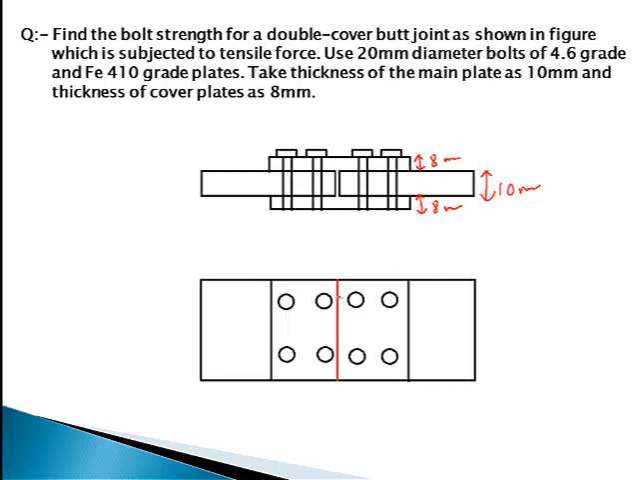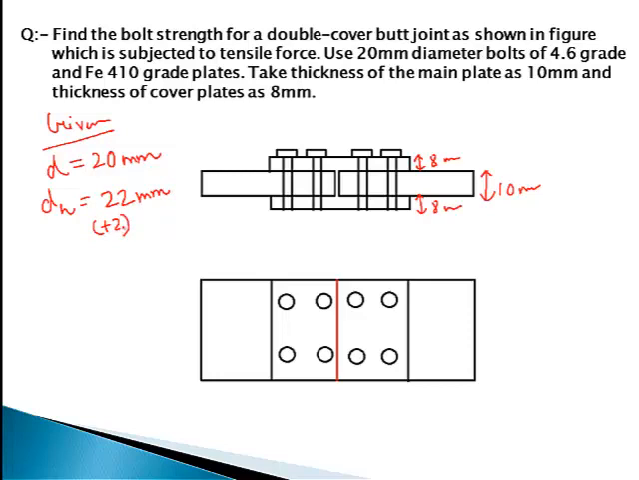Okay, so let's start, how to approach. First of all, we'll see the given things in the question. What is the diameter of bolt? It's given as 20 mm. What will be the diameter of hole? Diameter of hole, DH. If you have seen my previous lecture for bolt, it is 22 mm. We have to add plus 2.